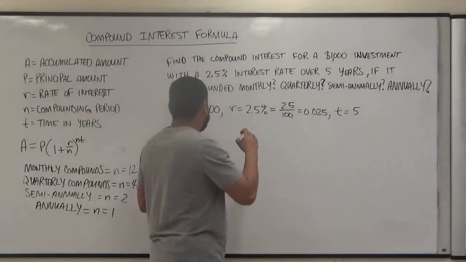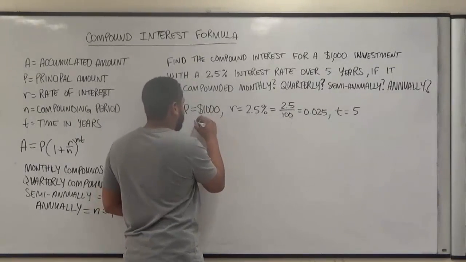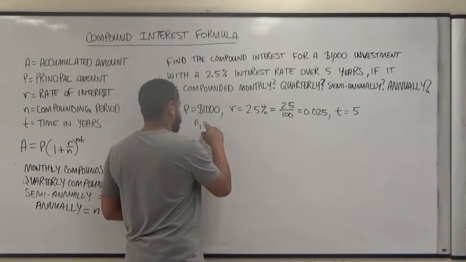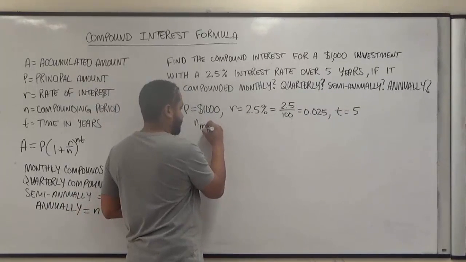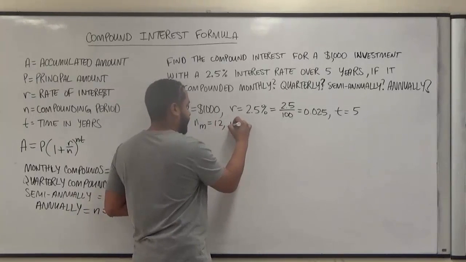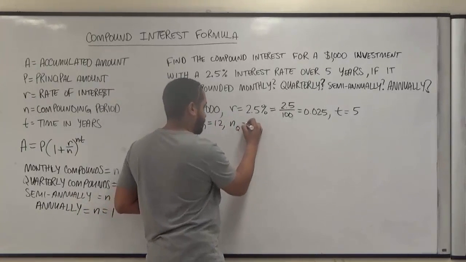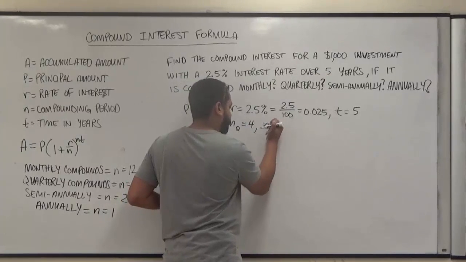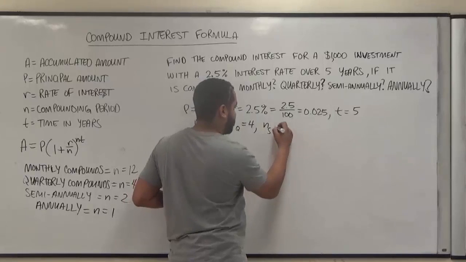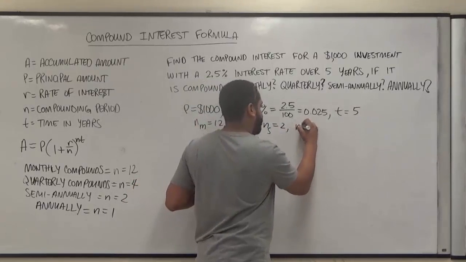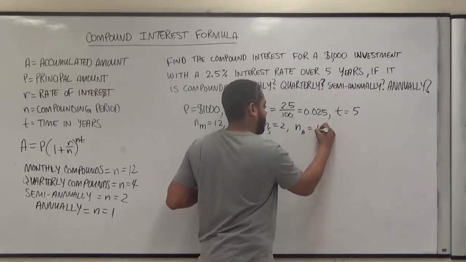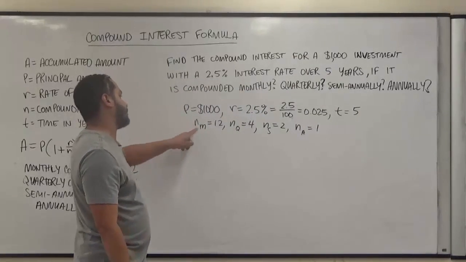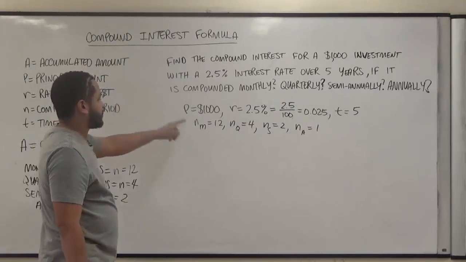So n is our compounds per year. For monthly compounds, let's put n with a subscript of m here. That's 12. N with a subscript of q, that's going to be 4. N with a subscript of s for semi-annually, that's 2. And an n with a subscript of a for just annually, right? And we're going to do 4 formulas for each of these. So what I'll do is I'll subscript each accumulated interest with a subscript of the letter.